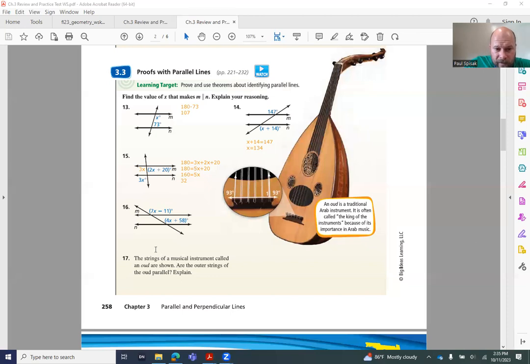On 16, the two angles that they gave us are in the same corresponding positions. So since they are corresponding, we can set them equal to each other. So we're going to say 7x minus 11 is equal to 4x plus 58. Then we're going to solve. First, subtract the 4x from both sides. Leaves us with 3x. Then we can go ahead and add the 11 to both sides, and that gives us 69. If we divide both sides by 3, then x is equal to 23. So x is 23.